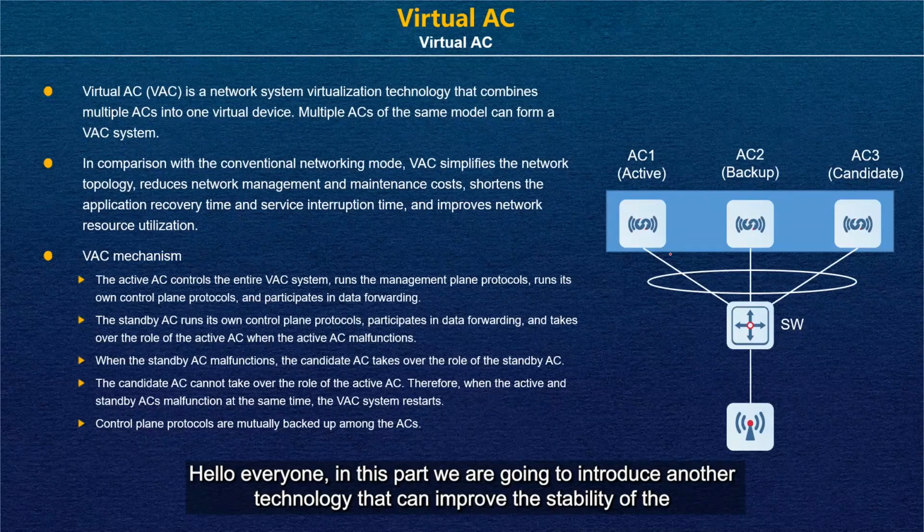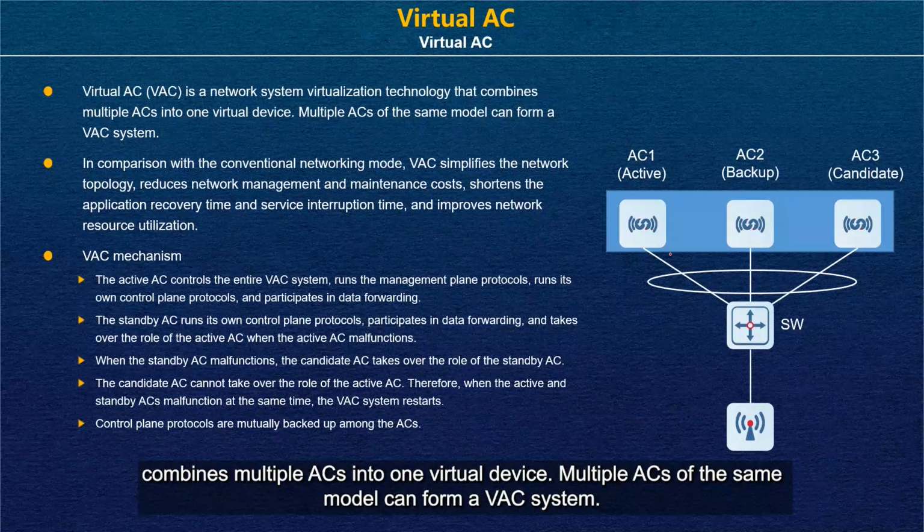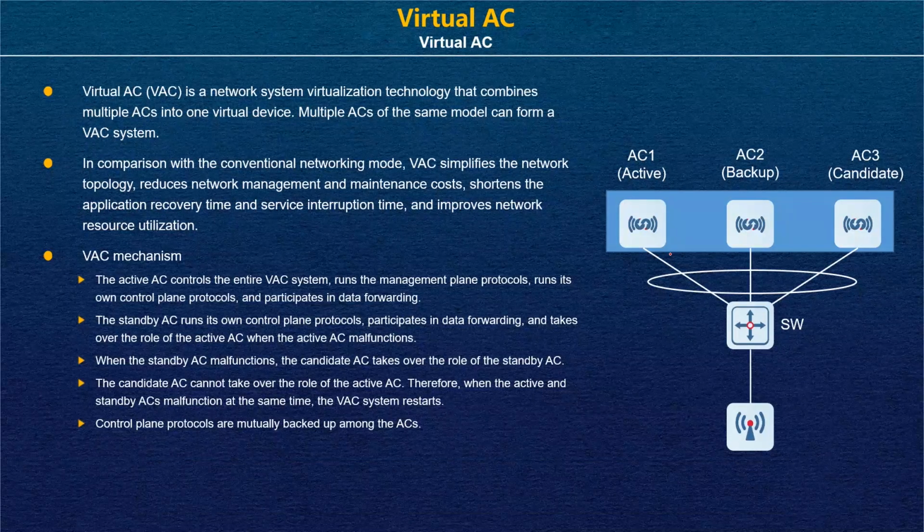Hello everyone. At this part, we are going to introduce another technology that can improve the stability of the network. It's called the virtual AC. Virtual AC is a network system virtualization technology that combines multiple ACs into one virtual device. Multiple ACs of the same model can form a VAC system.